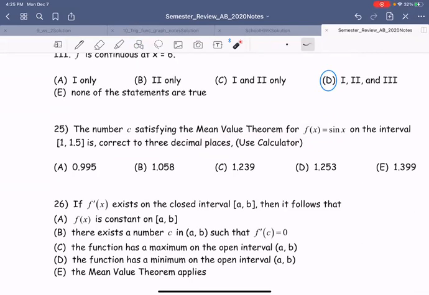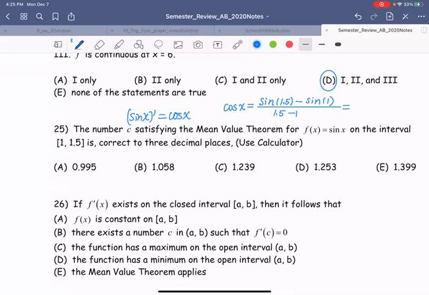You want to find out, and find the number c satisfying the mean value theorem. So sine of 1 is what? Sine of 1, you have to do in the calculator. You are looking for cosine x equals sine of 1.5 minus sine of 1, divided by 1.5 minus 1.